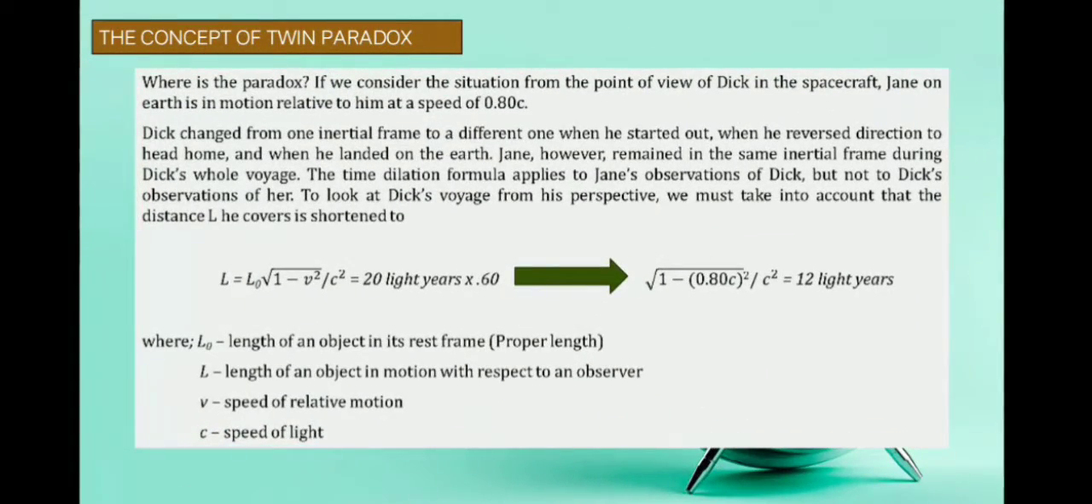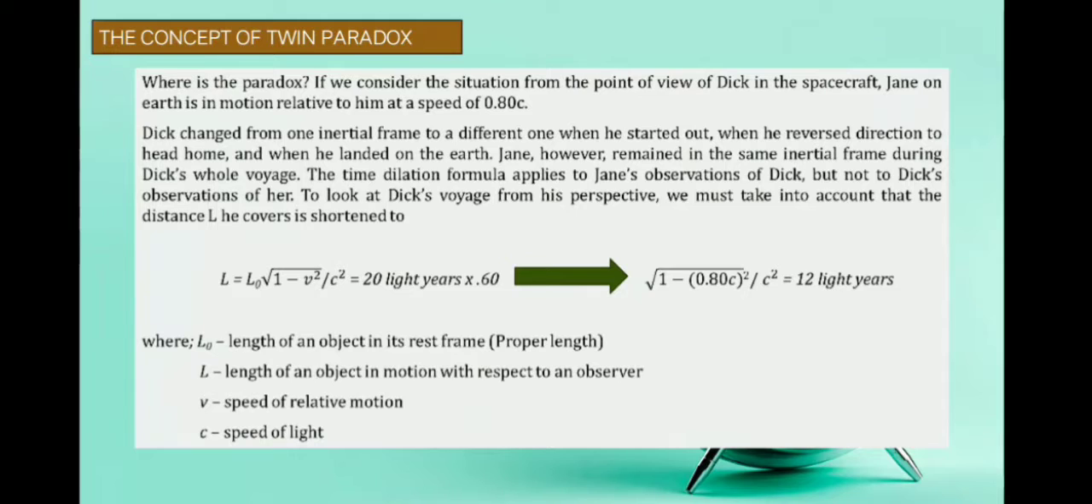Okay, where is the paradox in that scenario? If we consider the situation from the point of view of Dick in the spacecraft, Jane on Earth is in motion relative to him at a speed of 0.80 c. Then, should not Jane be 50 years old when the spacecraft returns, while Dick is then 70? It is the precise opposite of what was concluded.